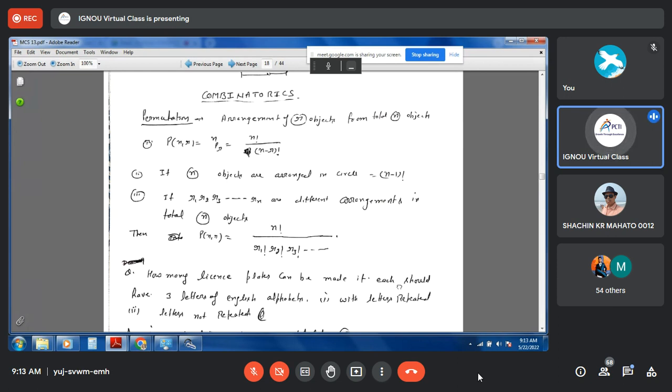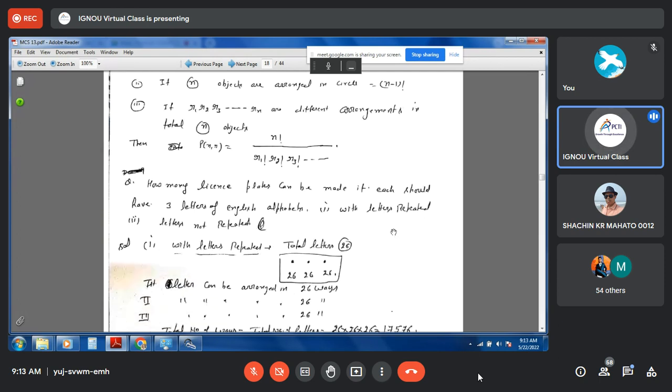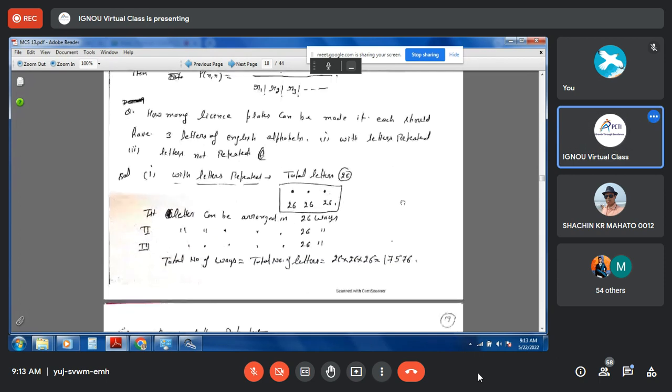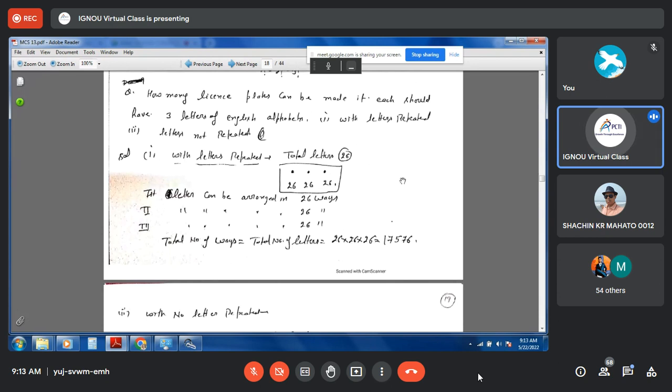Again, I repeat this example, which we discussed last time. How many license plates can be made if each should have three letters of the English alphabet, with letters repeated and letters not repeated? These are the two conditions. The same type of numerical was in the previous exam.